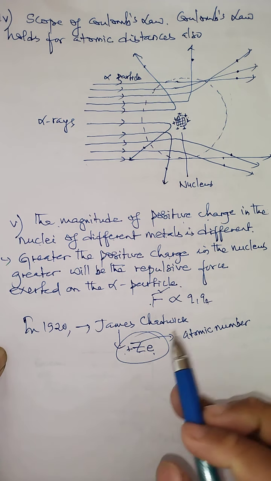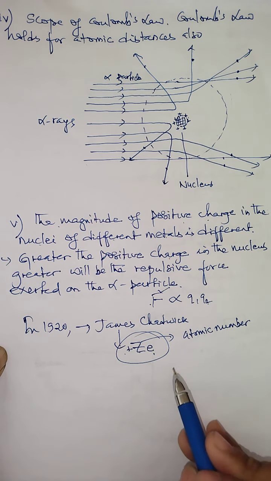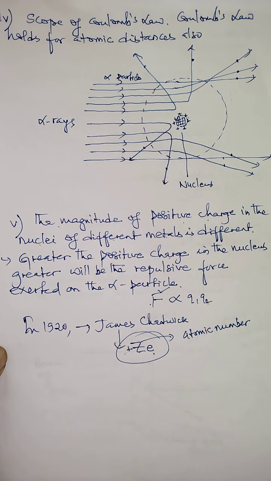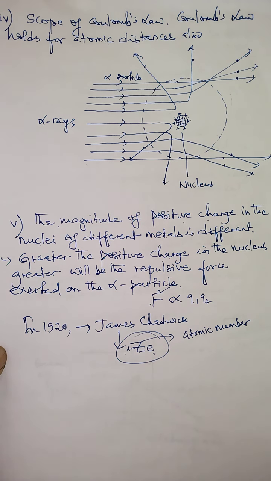In the year 1920, the positive charge of the nucleus of every atom was measured by plus Ze. The positive charge of the nuclei of different metals is different, and that can be calculated by plus Ze. So this is also one of the important and final experimental observations made by Ernest Rutherford. We have done in detail the alpha particle scattering experiment, the experimental observations, and the conclusion drawn by Rutherford, the discovery of the nucleus.